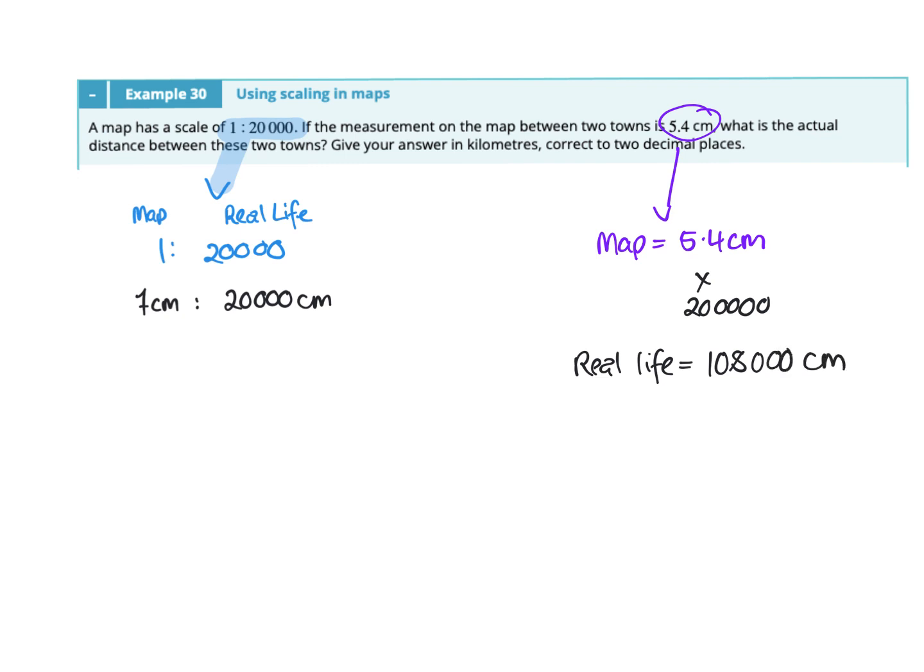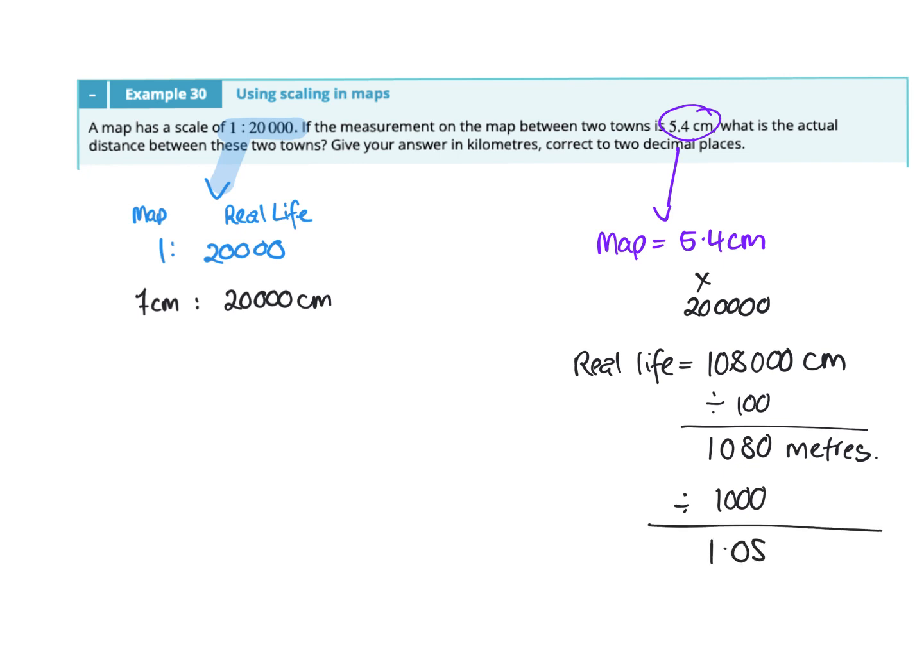But we want to get into kilometers. If we divide by 100, that would give us meters. So you divide by 100, and you've got 1,080 meters. Is that true? Yeah. Then to get it into kilometers, we divide by 1,000, because there are 1,000 meters in a kilometer. So we get 1.08 kilometers between the two towns. It's pretty close.